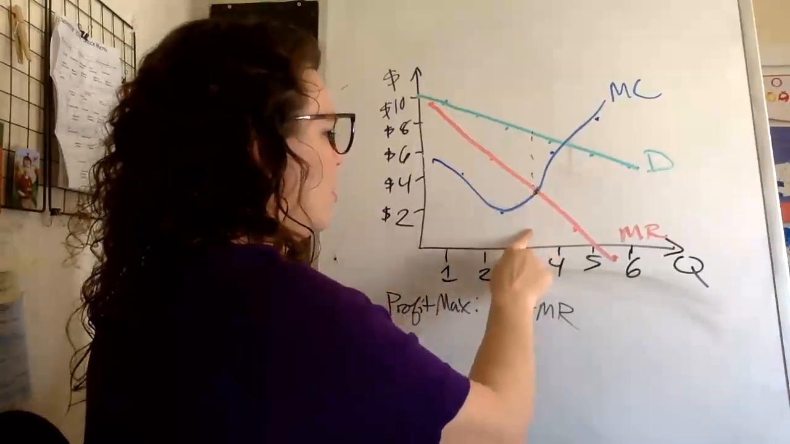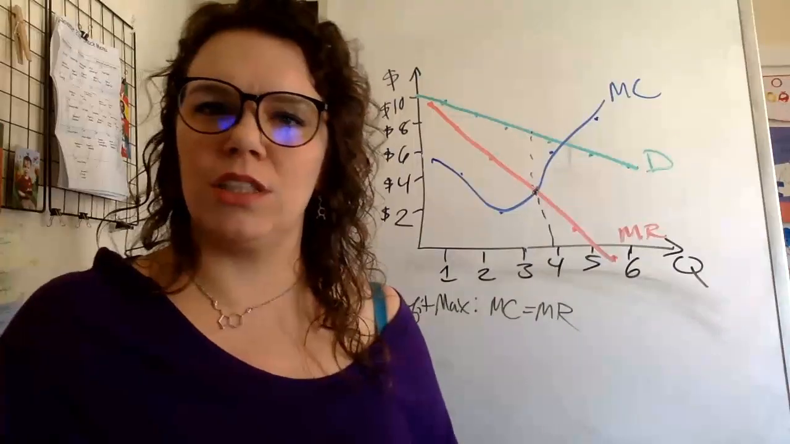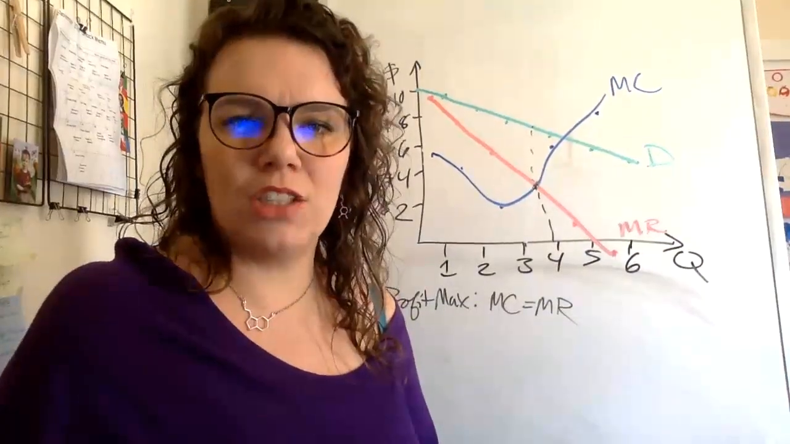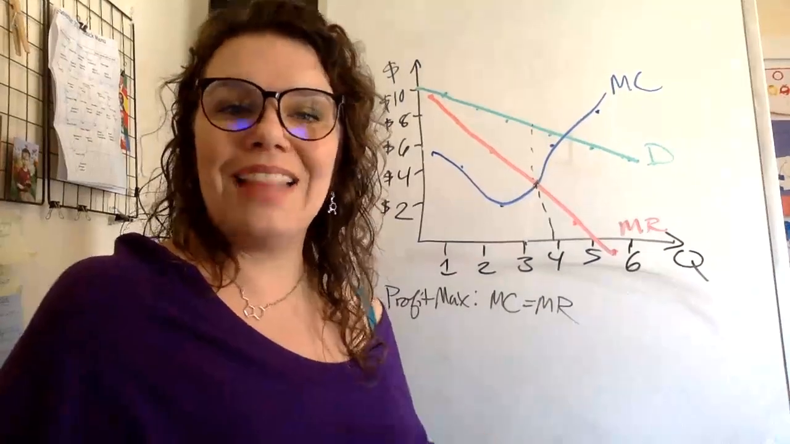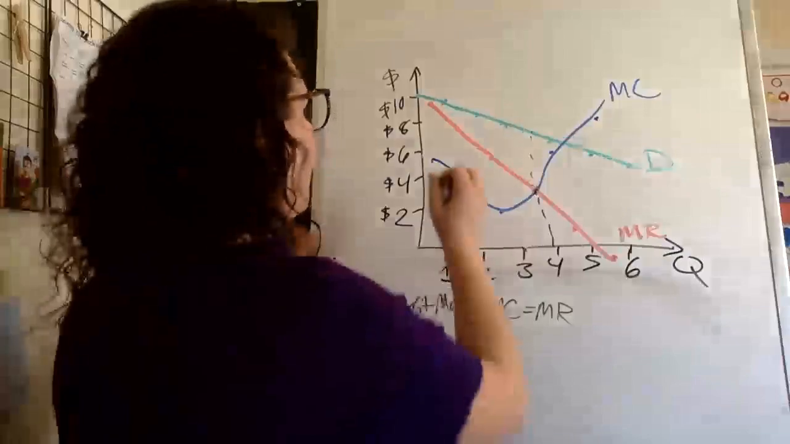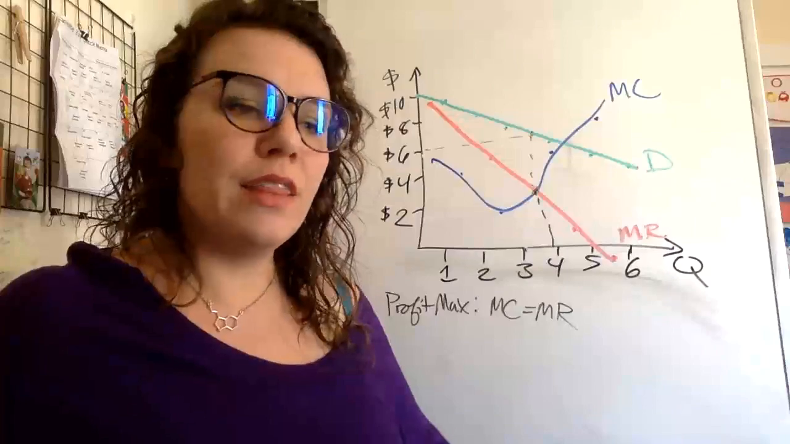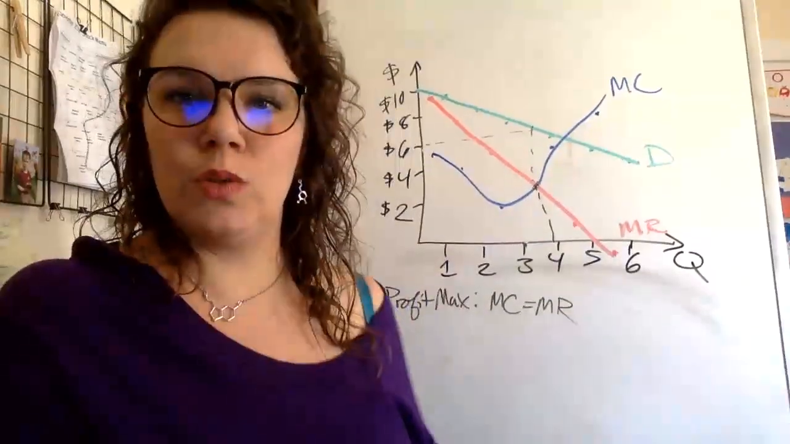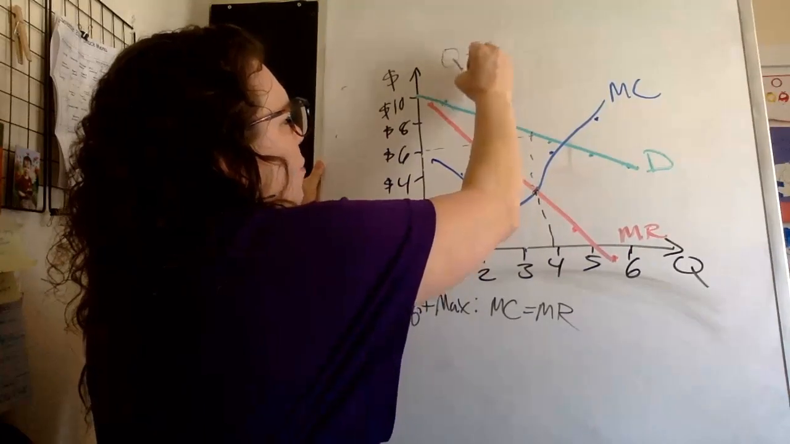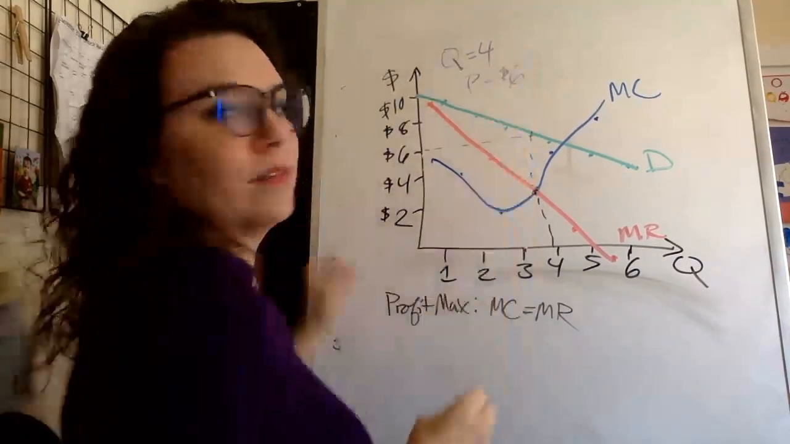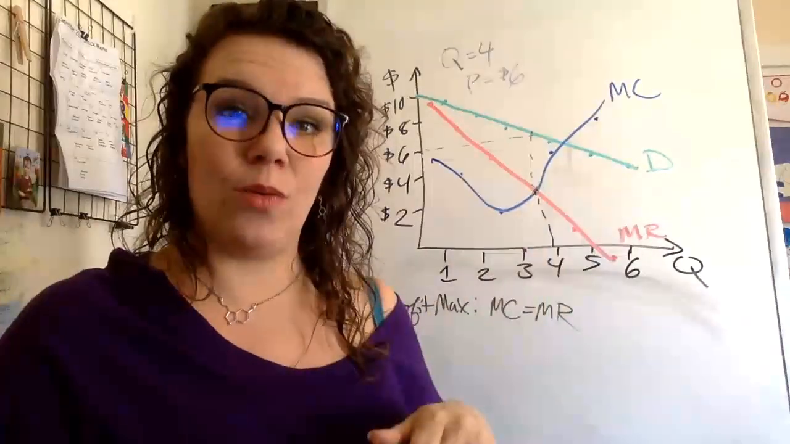Oops, drew that wrong. Maybe it's not so good to go in between the lines. Marginal cost is $3 at a quantity of 4. Marginal revenue is $3 at a quantity of 4. And at that quantity of 4, the price given by the demand curve is actually $6. So in this case, the monopolist is going to produce a quantity of 4 and charge a price of $6. Cool? Make sense? See how it all comes together?